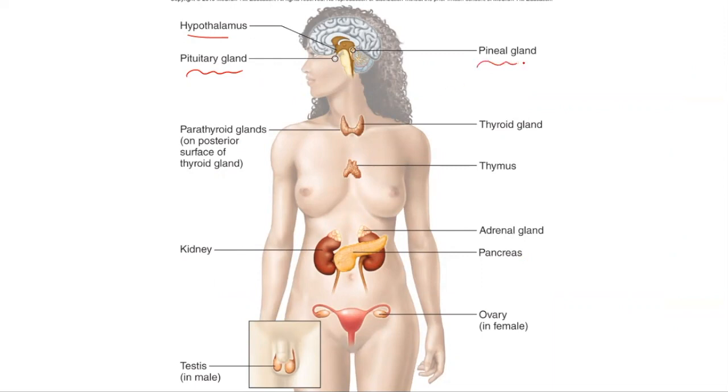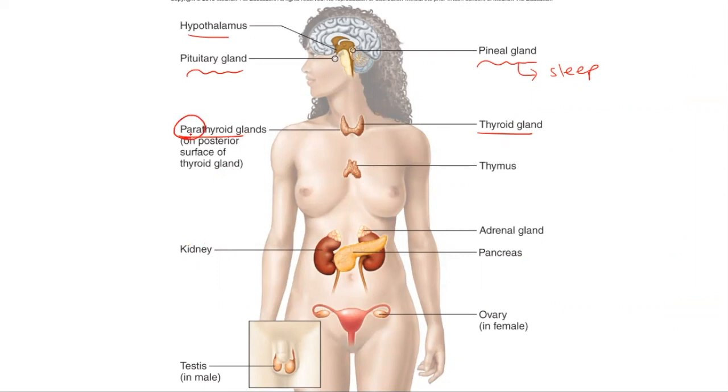We've also talked about the pineal gland in the context of the diencephalon. We know that this is important for sleep. If you go down in the body, you see the thyroid gland and parathyroid glands. The thyroid gland produces hormones that are important for regulating metabolism.